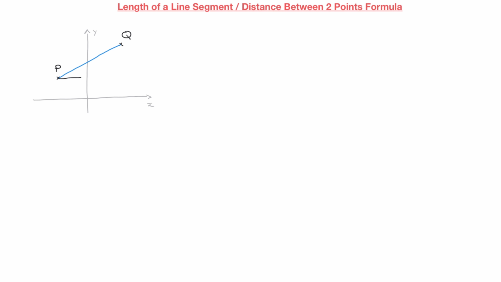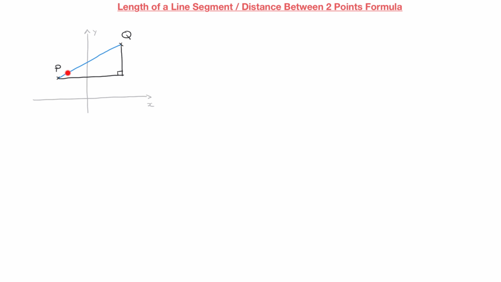Well, the whole idea behind the length of a line segment formula is to consider 2 things. First of all, the horizontal distance between these 2 points, so that would be this distance here, and the vertical distance between the 2 points, so that distance there. And I'm sure you can appreciate that since this is horizontal and this is vertical, the triangle this forms is a right angle triangle, where the right angle is right here.